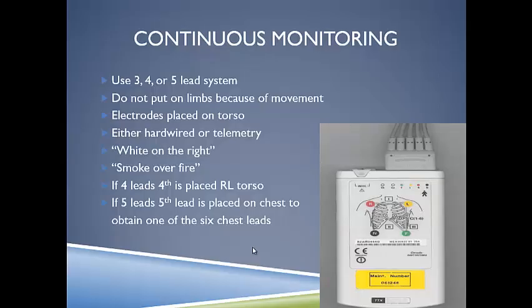How do you remember where your leads go? There's a few different ways to remember. The oldest one, I think, is white on right, smoke over fire, meaning the white electrode goes on the right shoulder, smoke over fire, black goes on the left shoulder, red goes over onto the left abdomen, sorry.